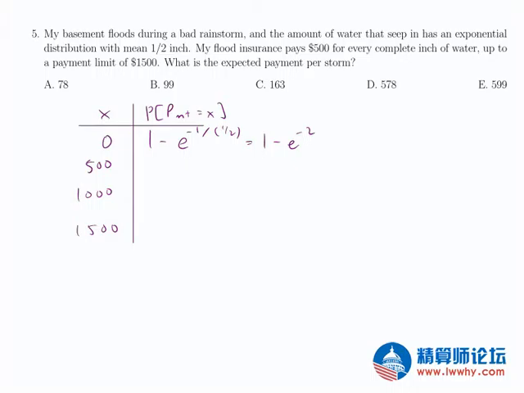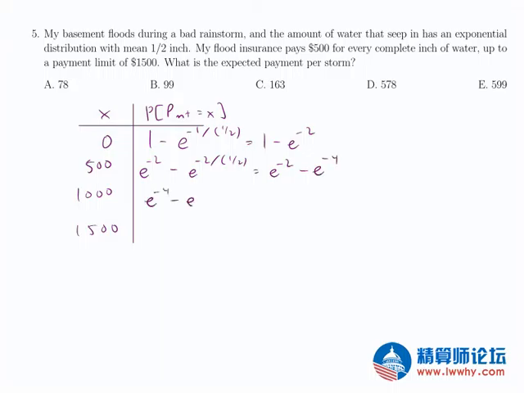What's the probability that they'll pay me 500? Well, that requires that it floods at least 1 inch. That probability is e to the negative second. We just worked that out. And it floods less than 2 inches. What's the probability of flooding more than 2 inches? It's e to the negative 2 inches divided by the mean of 1/2, or in other words, e to the negative fourth. So I get e to the negative second minus e to the negative fourth.